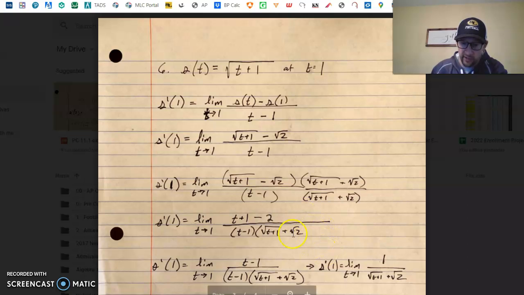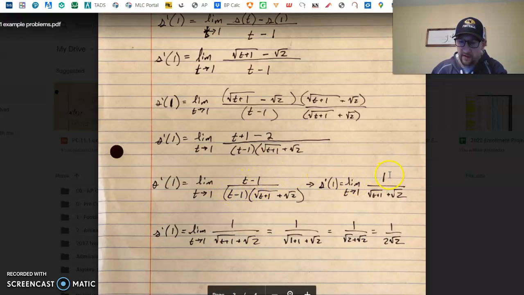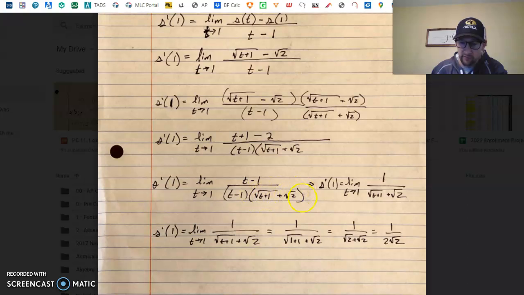Now, when I clean up the numerator, t plus 1 minus 2 is the same as t minus 1. And notice I got t minus 1 over t minus 1. How cool is that? It's a product, so I can cancel common factors. t minus 1 divided by t minus 1 is 1. That's not there anymore. Now there's just a 1 in the numerator over a denominator of the square root of t plus 1 plus the square root of 2.